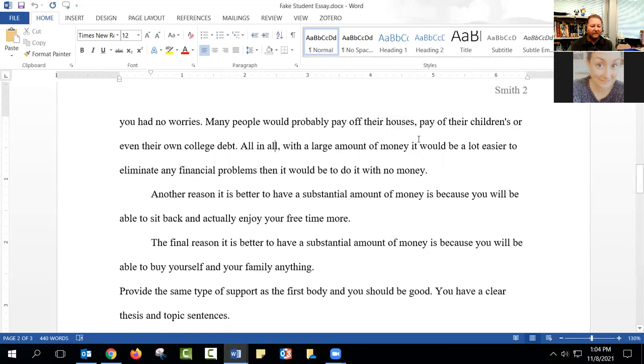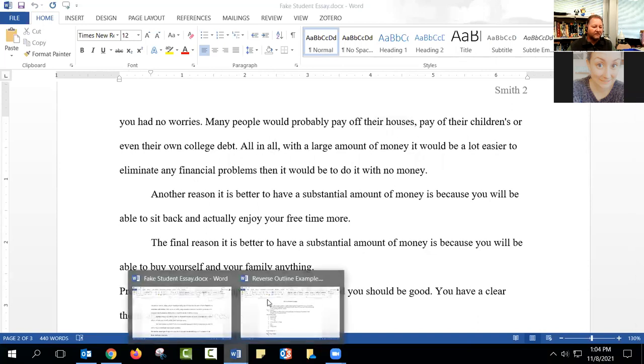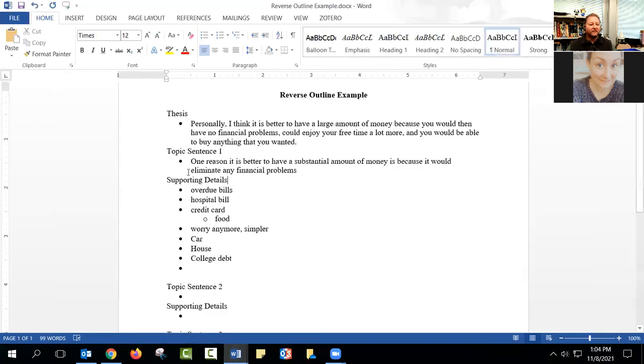All in all, a large amount of money would make it a lot easier to eliminate any financial problems than it would to do with no money. So just summarizing the paragraph there. We have the thesis that was easy to find, we have the topic sentence that was easy to find, and then we have a number of supporting details. And so this is just a reverse outline based on the essay.